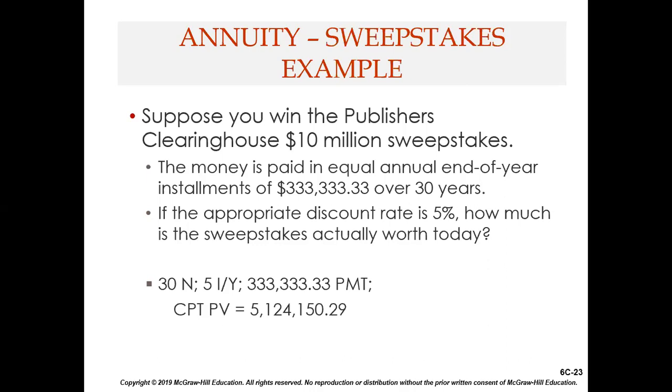So you can use your formula, or you can go into your apps on your calculator, finance, time value of money solver. Now your N is 30, your interest rate is 5, because these are annual payments. You're going to arrow down to your payment, and you're going to put 333,333.33. Make sure the word end is highlighted, because they come right out and tell us they're end of year installments. You're going to arrow back up to your PV, make sure your cursor is there, and alpha, enter. $5,124,150.29.